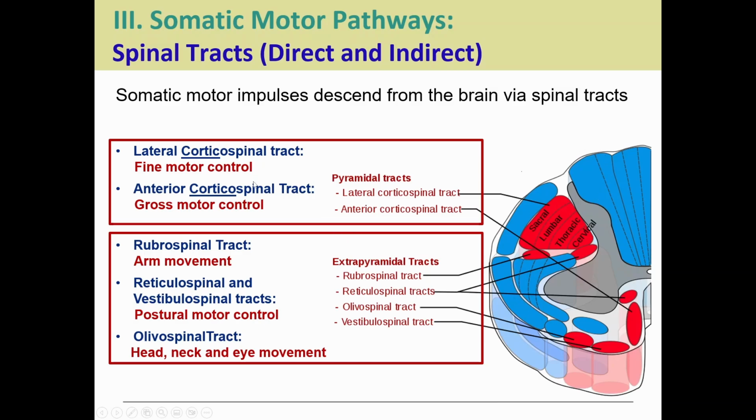These are for both motor control, fine and gross, meaning fine, like small movements, very fine detail, versus gross, which is like big movements. The rubrospinal tract is for arm movement, the reticulospinal tract and vestibulospinal tract for postural motor control, because we're getting information from like the vestibule. We're getting information on our body positioning and movement from there. And then the olivospinal tract, this is for head, neck, and eye movement.